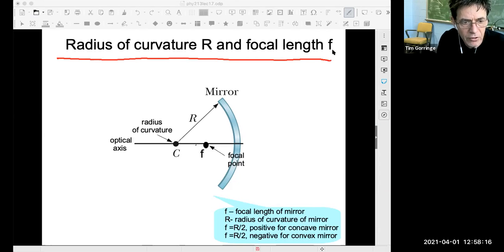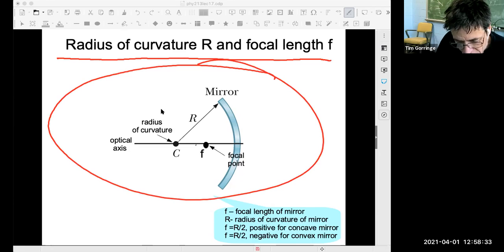Because curved mirrors can be concave and convex. There's two ways of making them curved, whether the mirrored surface is on the inside or the outside. And they can also be curved a lot or just a bit. And so we need to be able to describe that. And this diagram here shows us how that works. So look at this mirror here. Here's the mirrored surface.